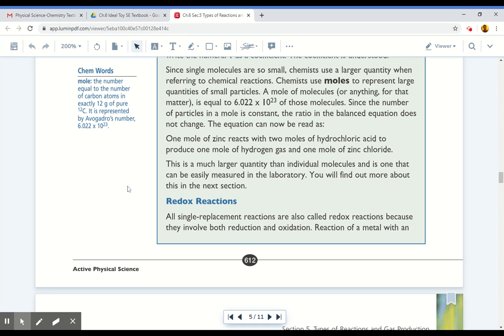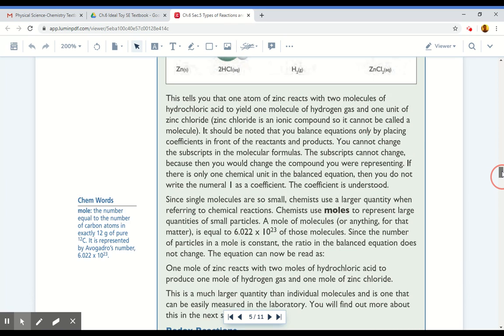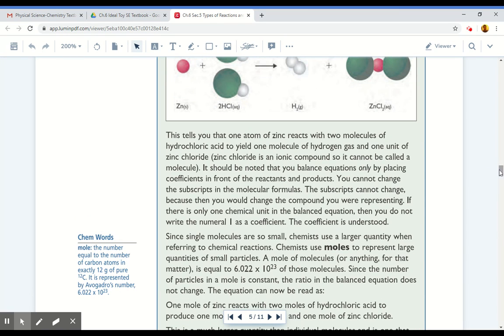Since single molecules are so small, chemists use a larger quantity when referring to chemical reactions. Chemists use moles to represent large quantities of small particles. A mole of molecules, or anything for that matter, is equal to 6.022 times 10 to the 23rd power of these molecules. Since the number of particles in a mole is constant, the ratio in the balanced equation does not change. The equation can now be read as, let me scroll up a little bit so you can see the equation. Okay, here we go.